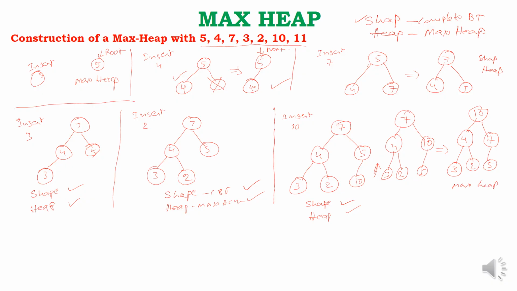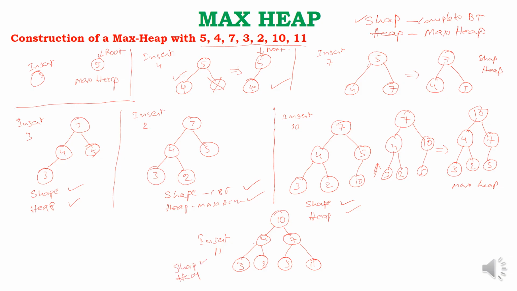Now again insert 11. To insert 11, we already have 10, 4, 7, then 3, 2, 5. We can insert the element right of 7, which is 11. Now, is its shape property satisfied? Yes, shape is a complete binary tree.